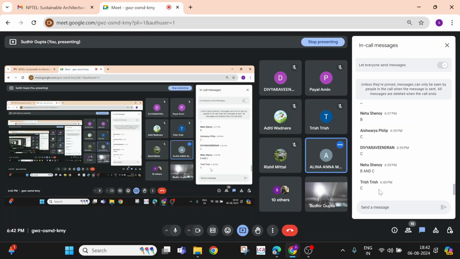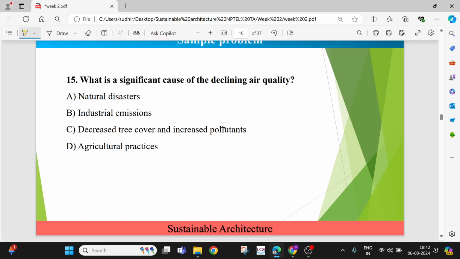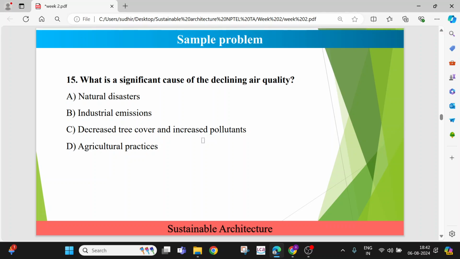C would be better. Yeah, as Elena is also saying, C is the right and the most appropriate answer for this question. The significant cause of the declining air quality is decreased tree cover and increased pollutants, because the trees play a crucial role in absorbing the air pollutants, and as their numbers diminish, the ability of the environment to clean the air decreases. And also the human activities such as industrial emission and use of equipment that emits pollutants further exaggerate this problem.